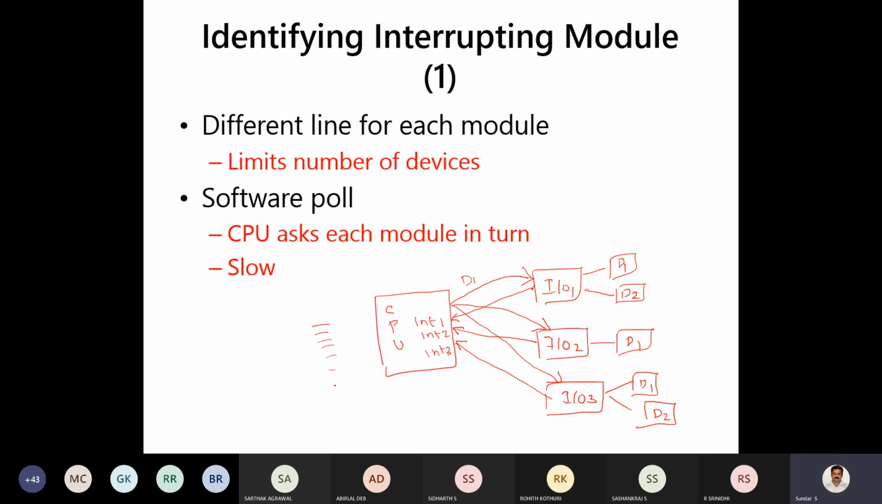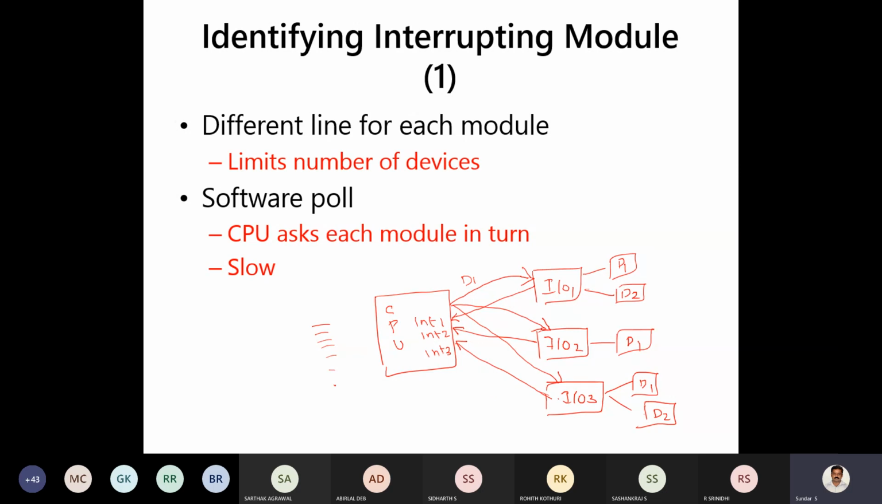Say, for example, IO device 1 is connected to INT1. Whether IO device 1 is ready or not, this pin we cannot use for some other purpose. It is dedicated for that particular device. Like this, this pin is dedicated for this device, and this pin for this device. This is the flaw in this kind of approach. Suppose we have only 3 pins in our CPU for interrupt. It means we can connect only 3 interfaces. We cannot connect a 4th interface. If we want to have a 4th interface, we cannot do it in this way.